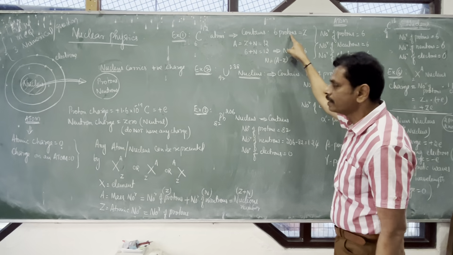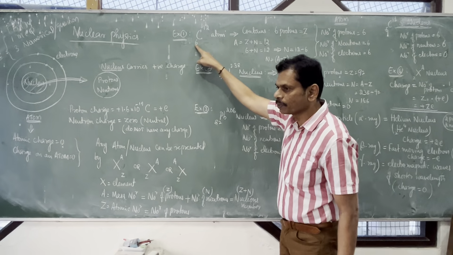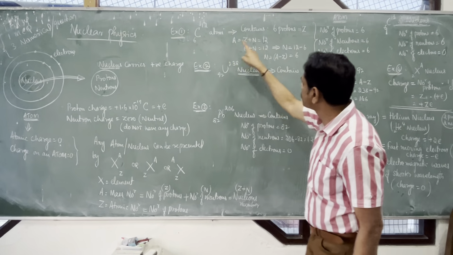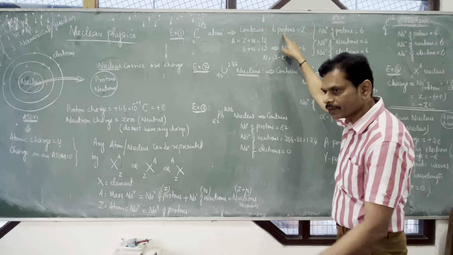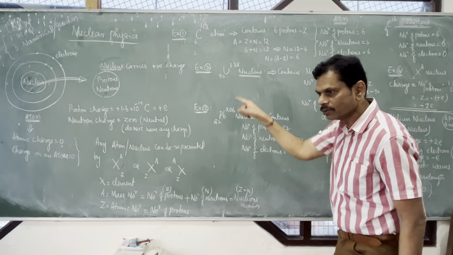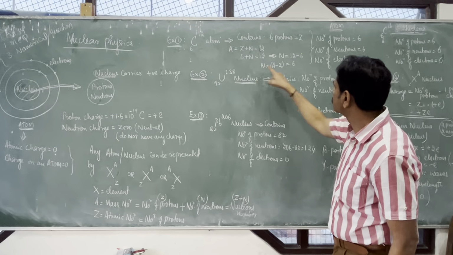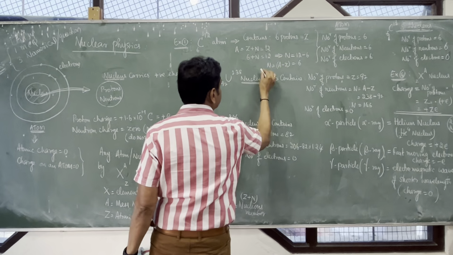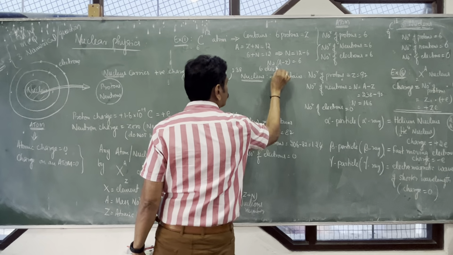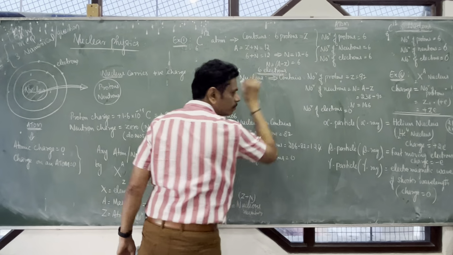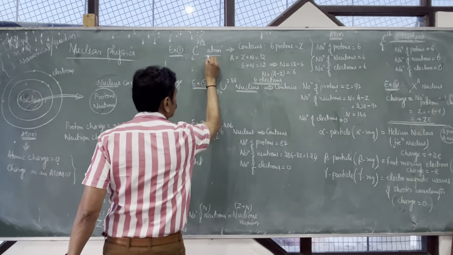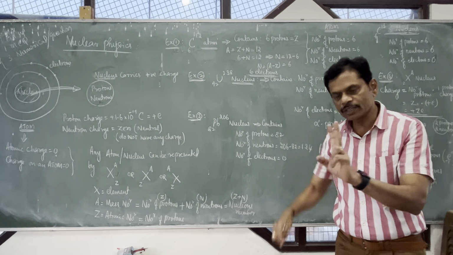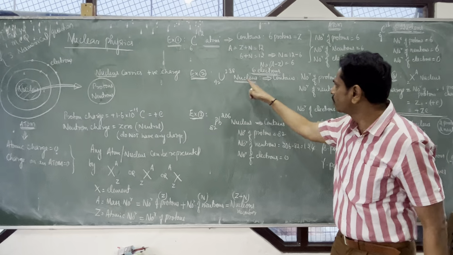Therefore, I can say it is containing 6 protons, 12 minus 6 number of neutrons, and it is containing the same number of electrons, which are present outside the nucleus. Therefore, it is containing 6 electrons also. Okay, so I will write here now, it is containing 6 electrons. Because an atom is containing protons, neutrons, as well as outside the nucleus, the electrons are also involved.